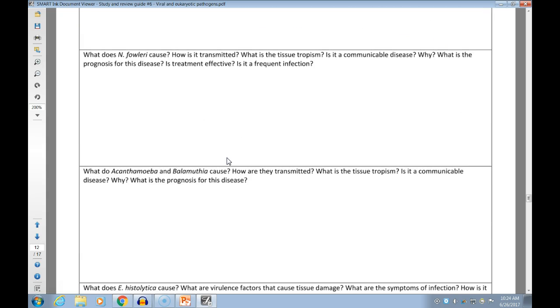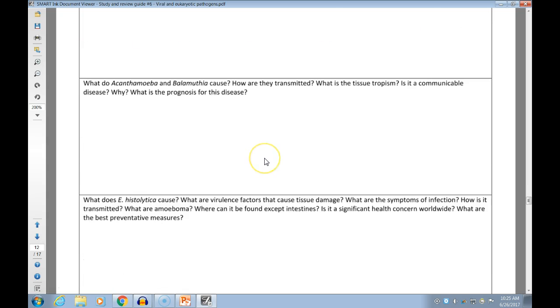Naegleria fowleri, primary amoebic meningoencephalitis, PAM. Transmission via the cribriform plate during swimming. Tissue tropism: brain. Is that communicable? Understand why it is not. Prognosis is poor, treatment is not effective, infection is infrequent. Just answer each of them.